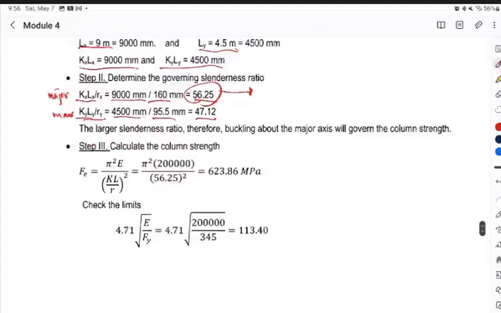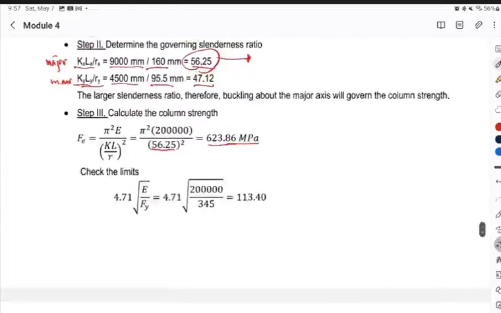The column strength, F sub e. So, direct substitution lang yan since our governing is 56.25 na. Then, pi squared E over KL over r squared. We have 623.86. Ito yung sabi ko, no? Mamaya. And then, we check the limits.